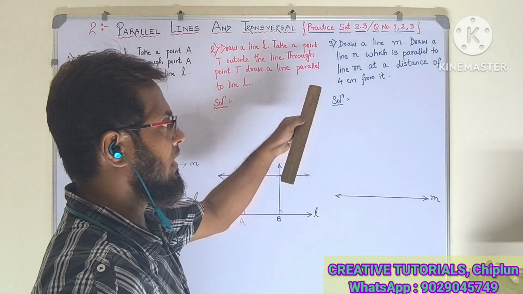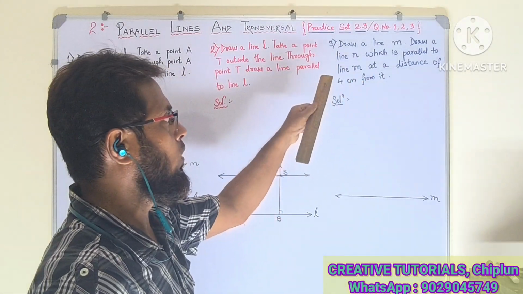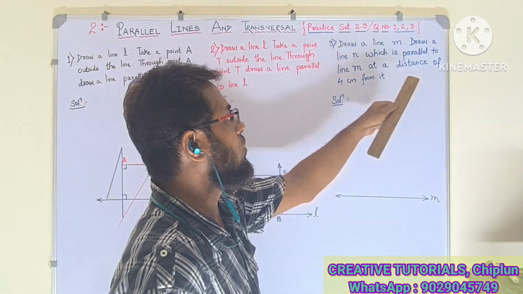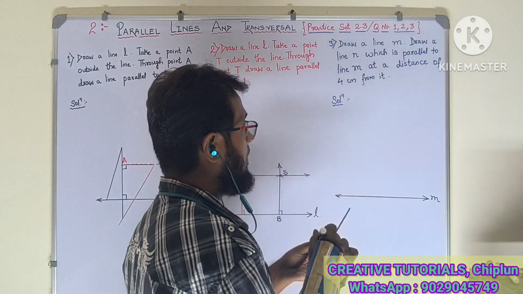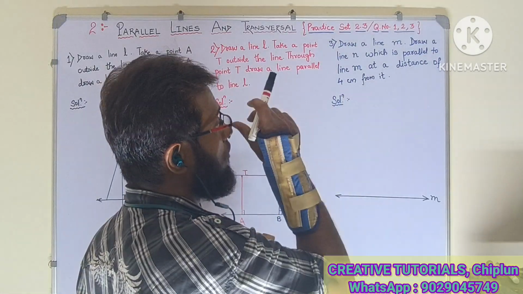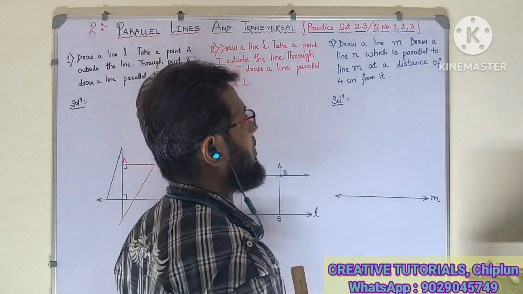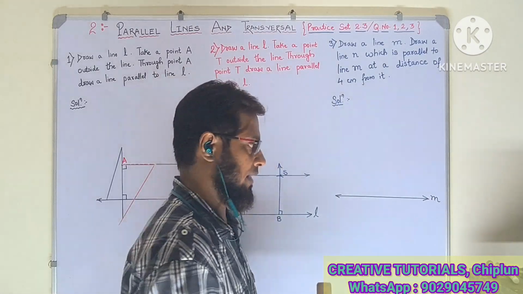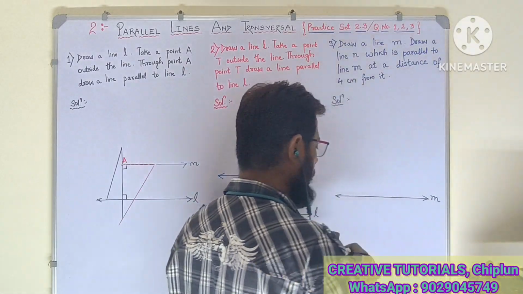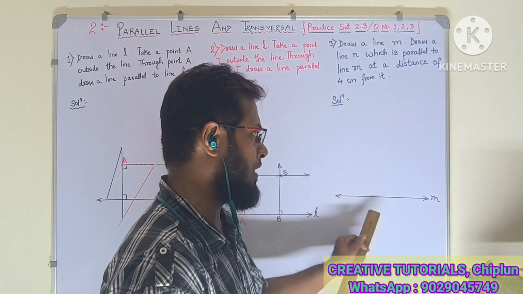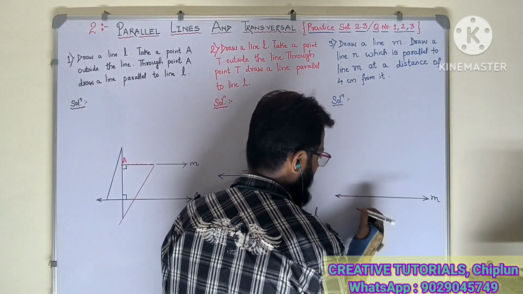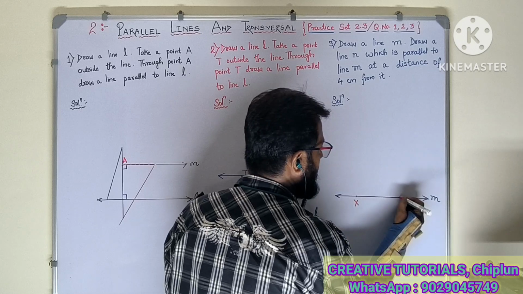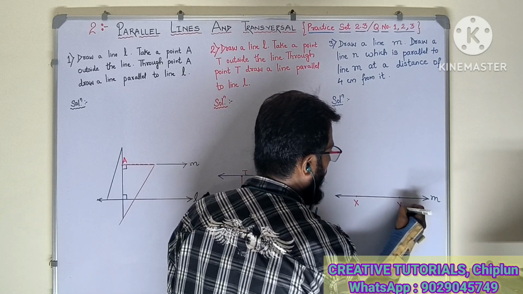Draw a line N which is parallel to line M at a distance of 4 centimeters from it. Okay, then they are asking us to draw a line N which is parallel to line M at a distance of 4 centimeters from it. So for this, you will choose 2 points on line N. Suppose this is my first point, let me call it X. This is my second point, let me call it Y.